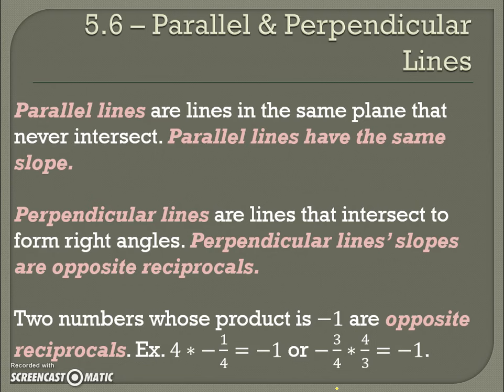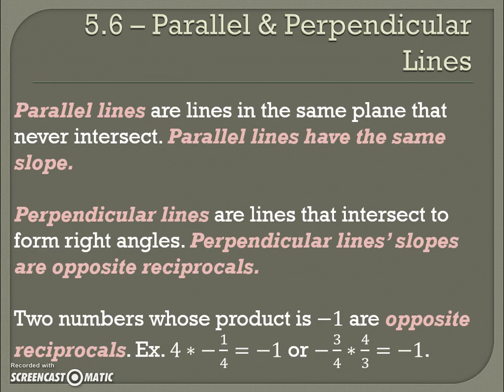Parallel lines are lines in the same plane that never intersect. That's an important part, same plane. Later on, you'll hear about something called skew lines, and those are lines that don't intersect, but they're not in the same plane. It's kind of a weird thing to think about. Parallel lines have the same slope. This is very important. Make sure you're copying down this entire slide here.